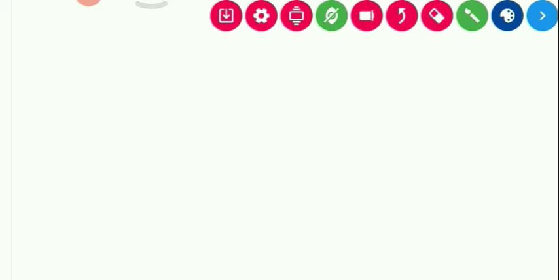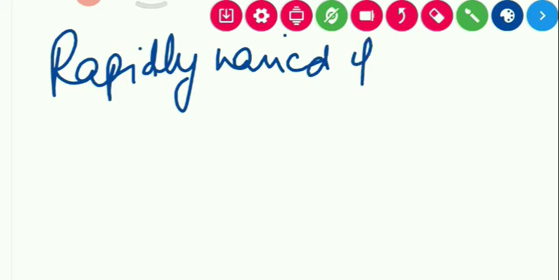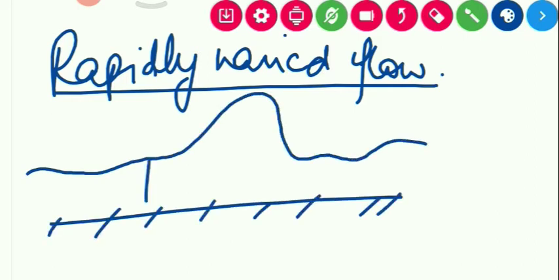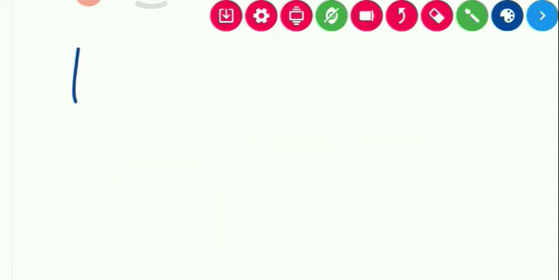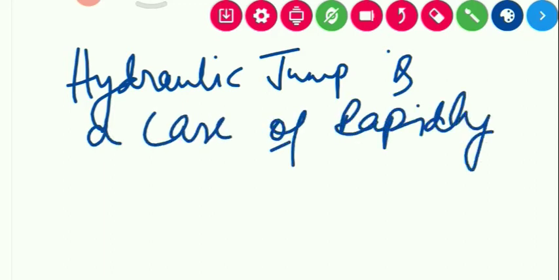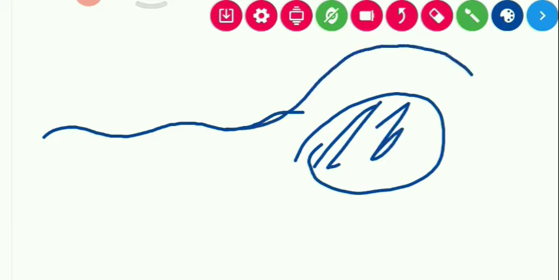Okay, the second type of flow is rapidly varied flow, in which we can observe the change of the depth with a particular precision. Okay, here the depth suddenly changes. This is an example of rapidly varied flow. Hydraulic jump is a case of varied flow. What is hydraulic jump? Hydraulic jump is when water is flowing over its path and suddenly a big obstruction comes into its way, then the water suddenly jumps over here and then follows its path. So this is a case of hydraulic jump.